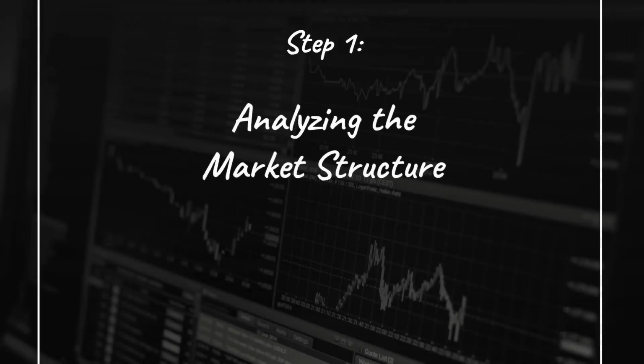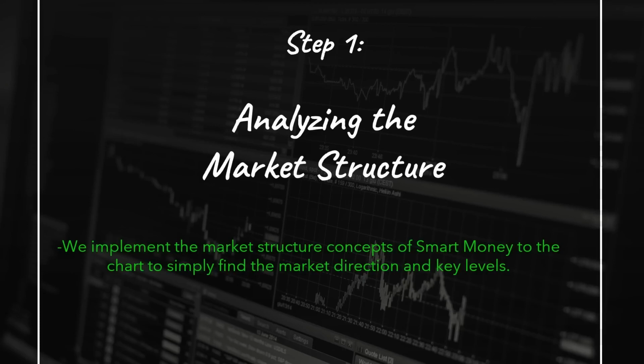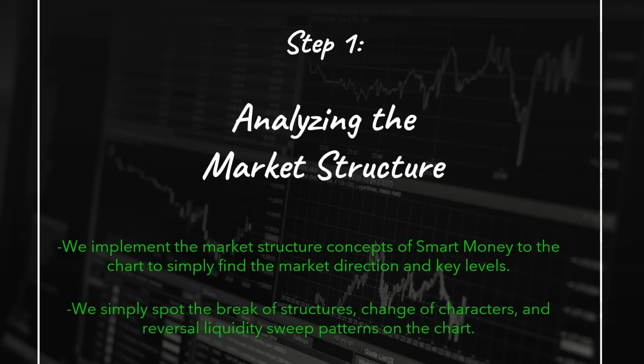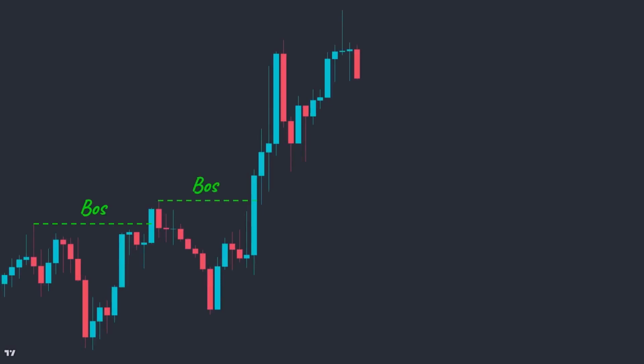Analyzing the market structure in the higher time frame. In this general analysis, we implement the market structure concepts of smart money to the chart to simply find the market direction and key levels. To identify the market direction, we simply spot the break of structures, change of characters, and reversal liquidity sweep patterns on the chart. Now here on the candlestick chart, we have multiple breaks of structures to the upside, which shows that our direction is bullish.